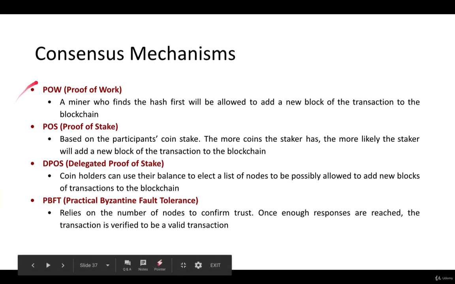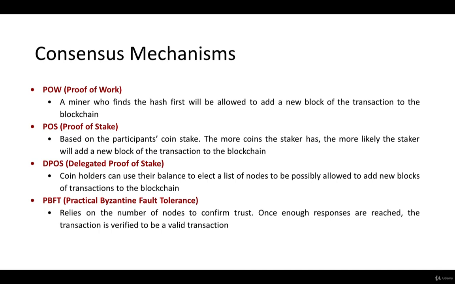Then let's look at a few examples of different types of consensus mechanisms. The first one is called proof of work, which is deployed by Bitcoin. The person who is involved in carrying out validation is called a miner. A miner who finds the hash first will be allowed to add a new block of the transaction to the blockchain. So everybody starts mining the complex process of hashing, and the miner who gets the hash first will be allowed to add a new block after validation.